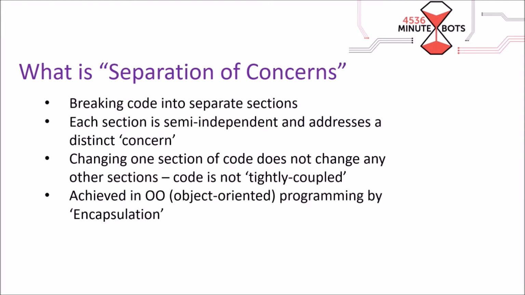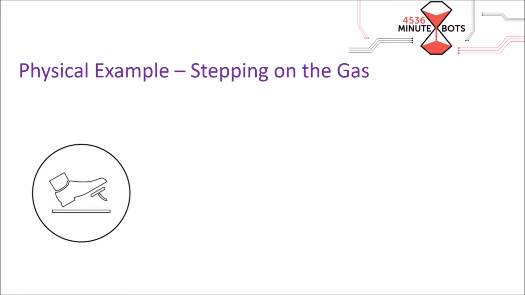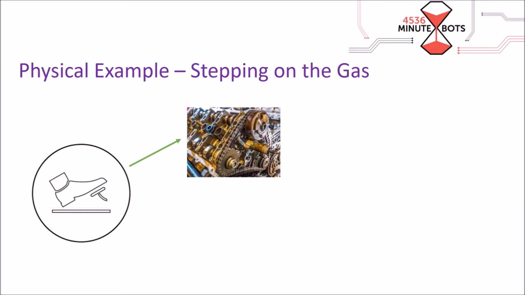This is achieved in object-oriented programming, which Java is, by a thing called encapsulation. This creates modular code that is easier to maintain and is less prone to what I call bug migration, and that is when you make a change in one part of the code, it sneaks over and messes up another section. So we'll give a physical example. Stepping on the gas. You're in your car and you decide to step on the gas, and the result is that the engine RPMs go up.